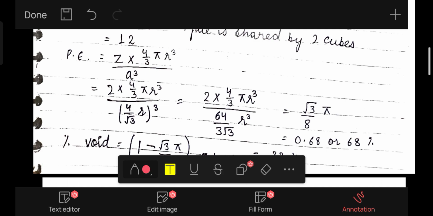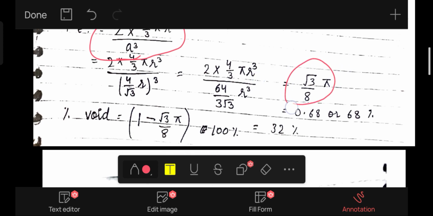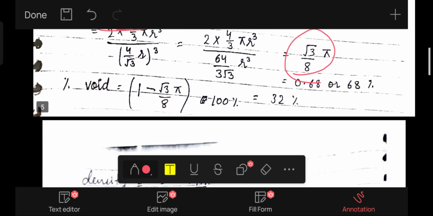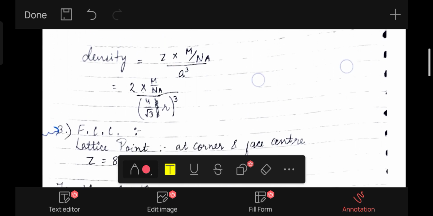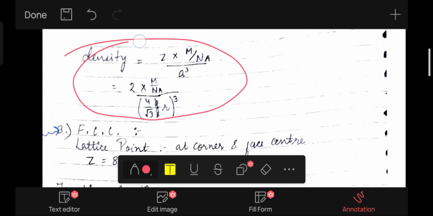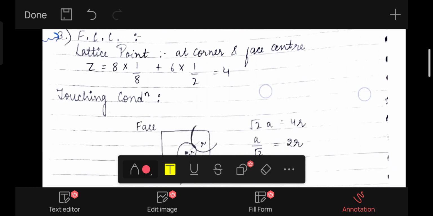What will the packing efficiency be? Z into the volume of atoms upon the volume of the unit cell. For that we get root 3 by 8 pi, and for the void space, how much is filled, we get about 32 percent, and density is Z into M by Na into a cube.